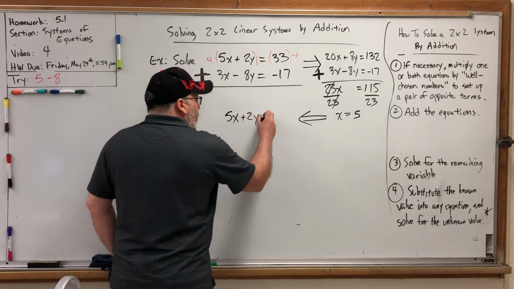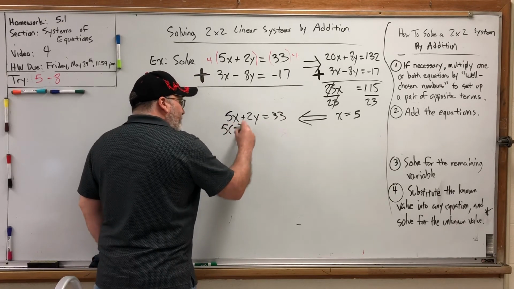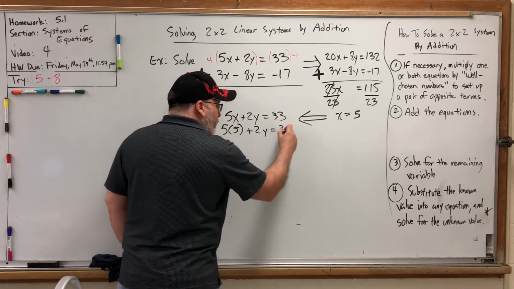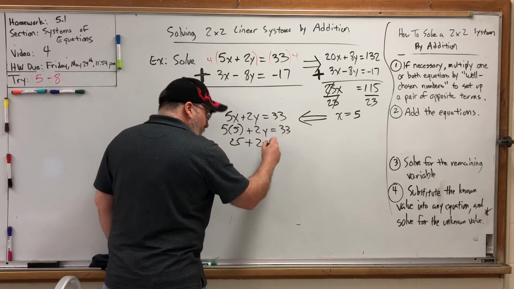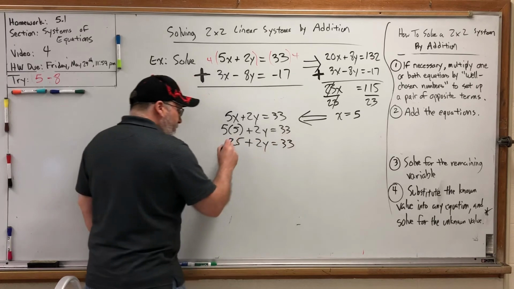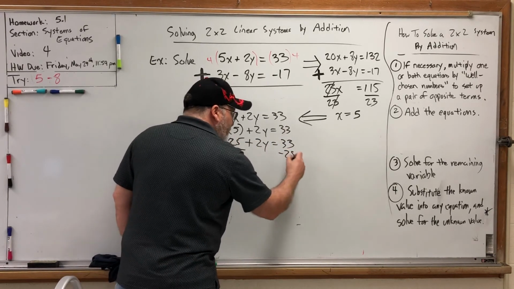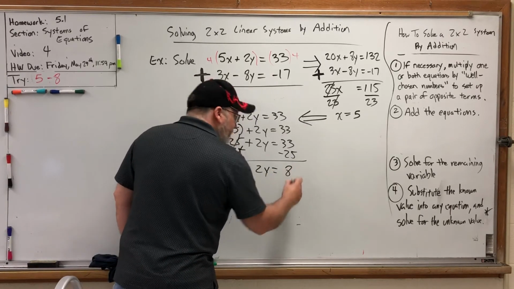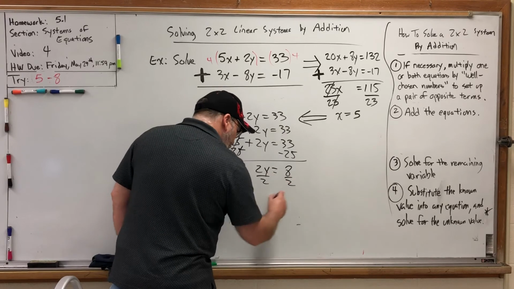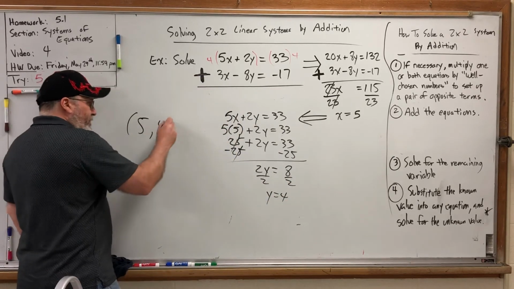5x plus 2y equals 33. Substitute 5 for the x, so we get 5 times 5 plus 2y equals 33. 5 times 5 is 25. Plus 2y equals 33. This is an easy equation to solve. Subtract 25 from both sides. We get 2y equals 8, and divide both sides by 2, and we get y equals 4. So just like before, 5 comma 4.